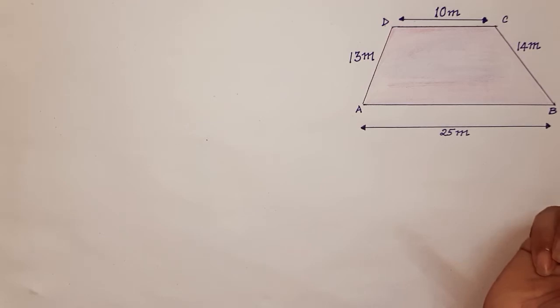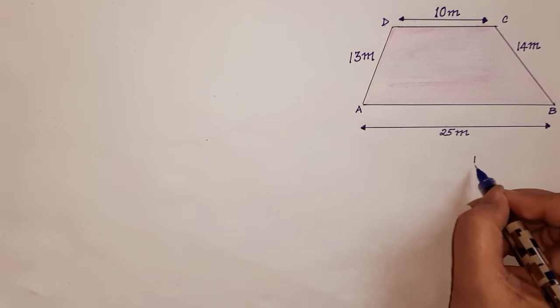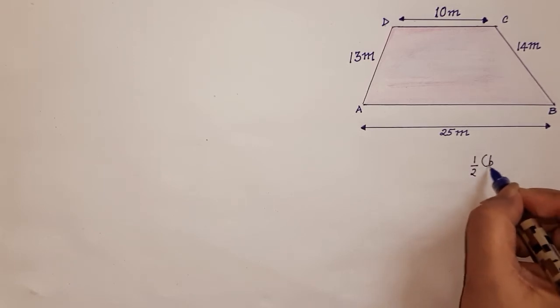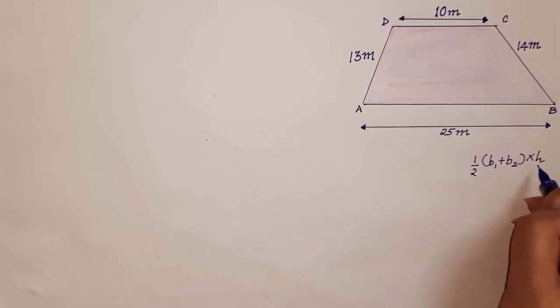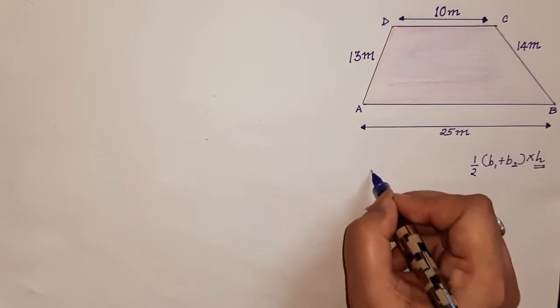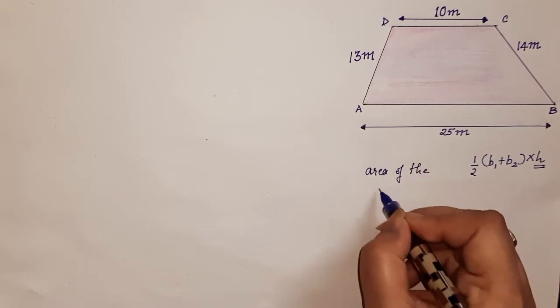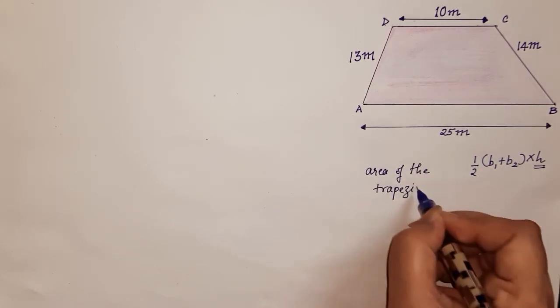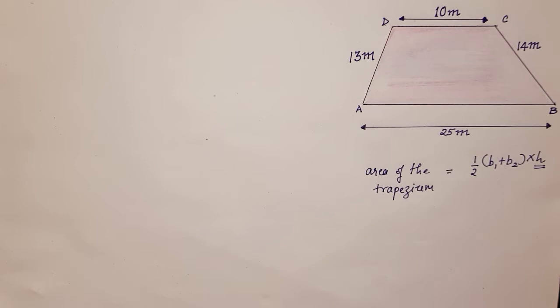We are already aware of the formula of the trapezium, which is half into base 1 plus base 2 into height, so to apply it we require the height of the trapezium. But here the height is not given to us. So therefore, what do we do? We need to find the height of the trapezium.